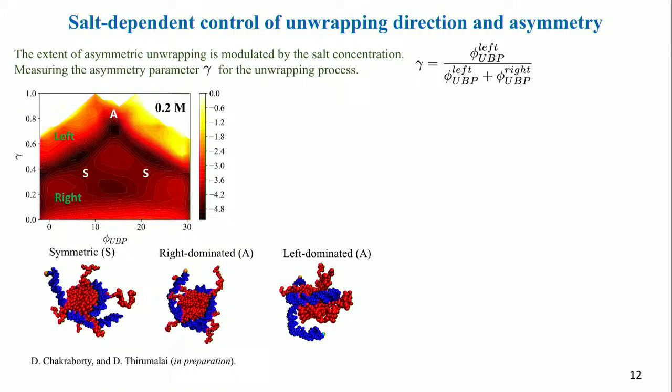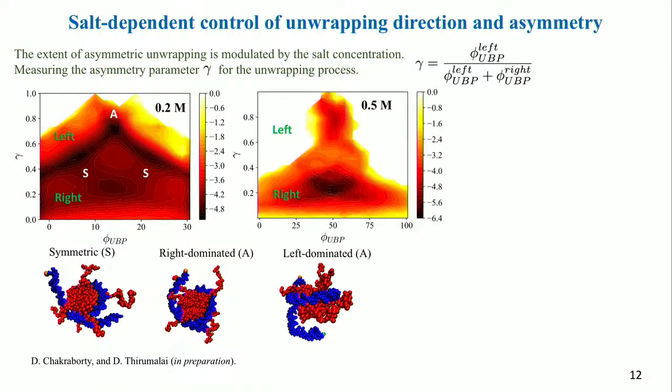When we are at somewhat low salt concentrations, around 200 millimolar, you see there is an equal chance of forming the symmetric and the asymmetric states, as you see from this free energy diagram. However, when we push the salt concentration to 500 millimolar, one of the sides starts to win. As you see, there is some prominent asymmetry where there's a higher chance of unwrapping from the right as opposed to the left.